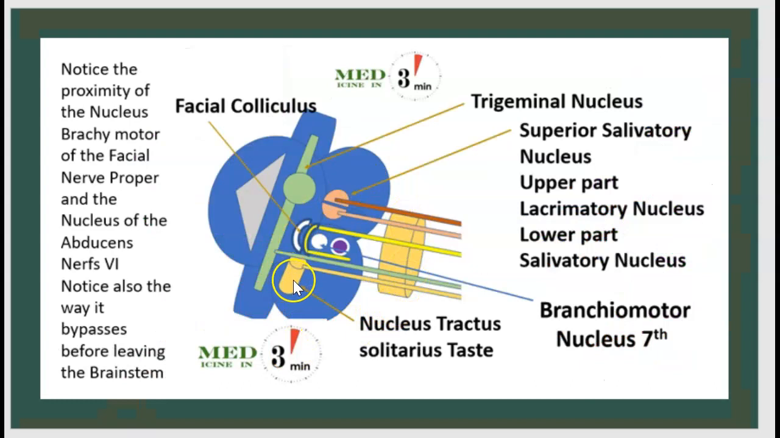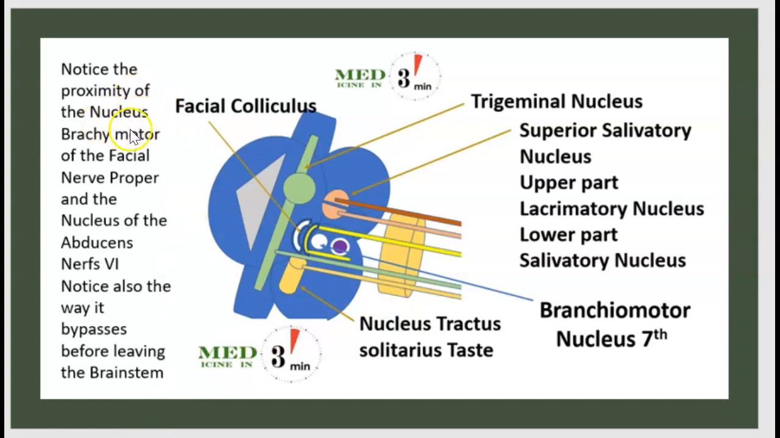4 nuclei. We start with the branchiomotor nucleus, and then the superior salivatory nucleus, which has two parts. The upper part is lacrimal, and the lower part is salivatory. Then there is the trigeminal nucleus, and then the solitary nucleus for taste.